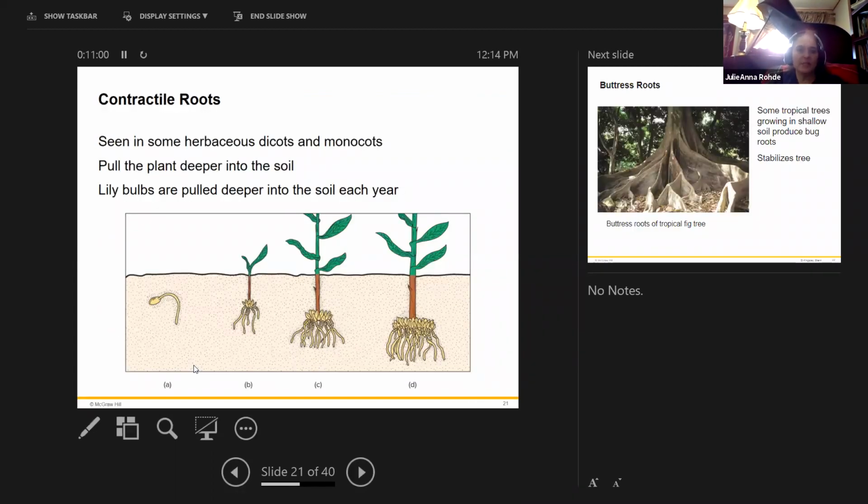So, contractile roots. These are seen in some herbaceous dicots and monocots. So grasses, and then your dicots, like maybe clover, henbit, these things that grow down in the ground but aren't woody.